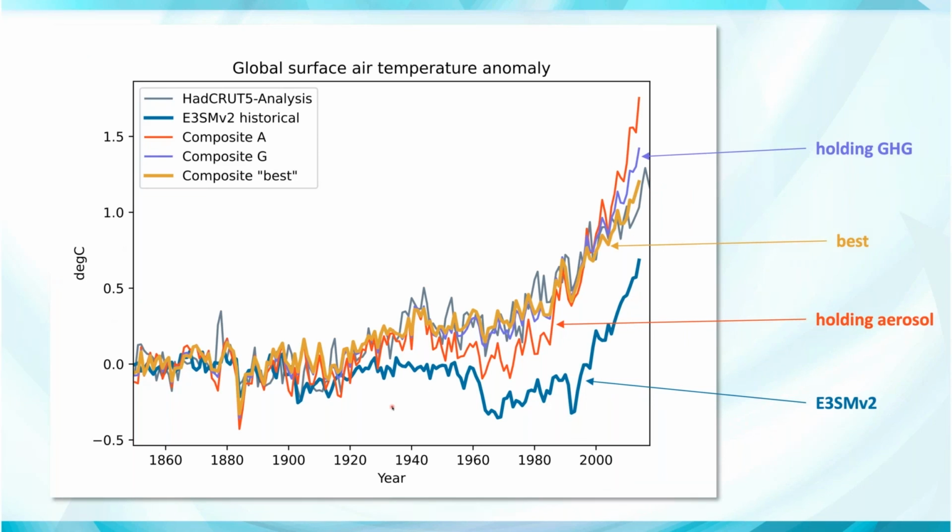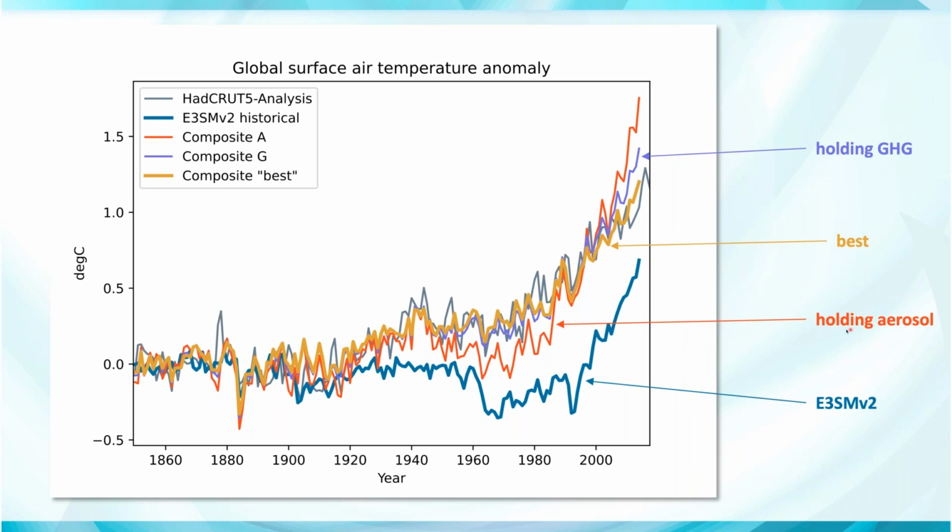So this is what it looks like when you actually reconstruct the global mean surface air temperature for those composite configurations. Again, in blue is V2. And the best solution, the global minimum, is shown in yellow here. You can see that it matches quite well the historical record. This is the case for both global, but also northern and southern hemisphere separately.